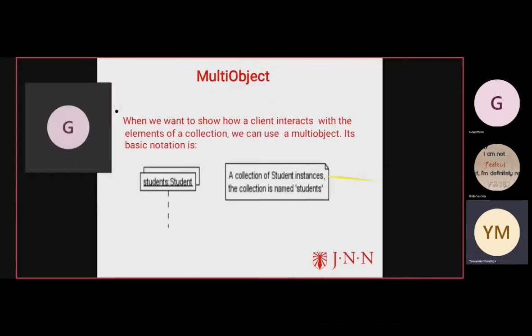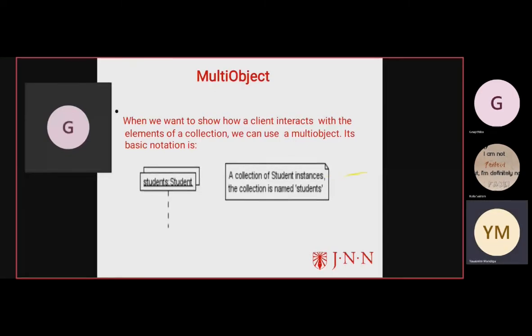When we have multiple objects, is it possible in our interaction diagram? Yes, it is possible to maintain multiple objects. When we want to show how clients interact with elements of a collection, we can use multiple objects. See how it is defined: student colon student. The instance name is student and the collection name is student. We define a box with a nested box inside it. This nested box is called multi objects.